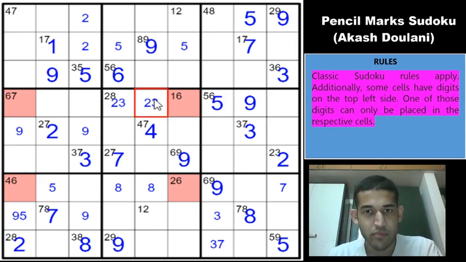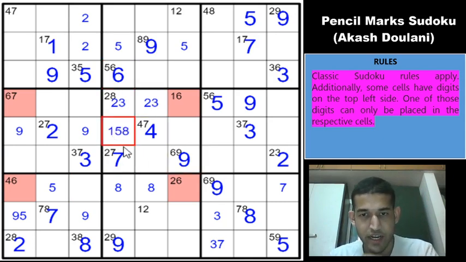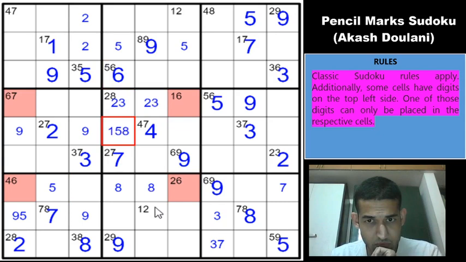So this cell cannot be 2, 3, 4, 7, 9. It cannot be a 6. So it can only be 1, 5 and 8. Can we do something with the 3s? 3 is in one of these two cells.